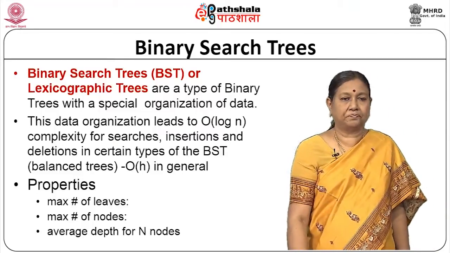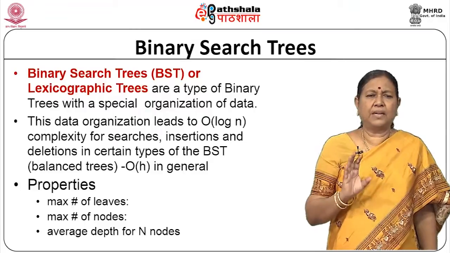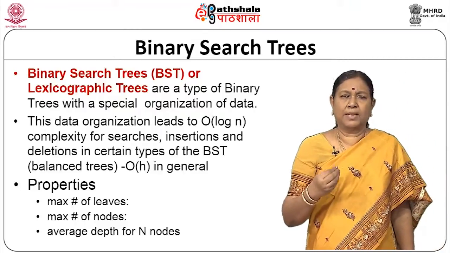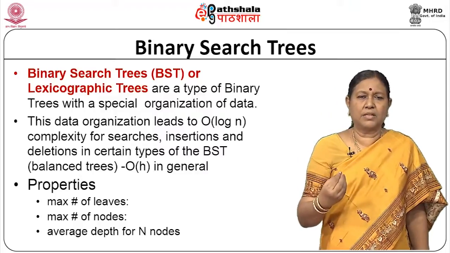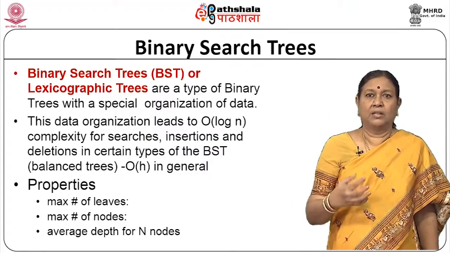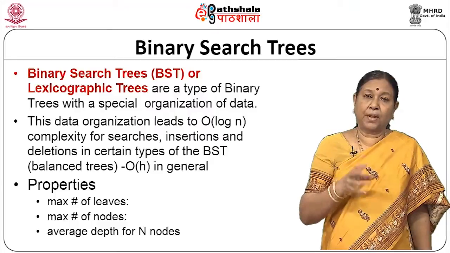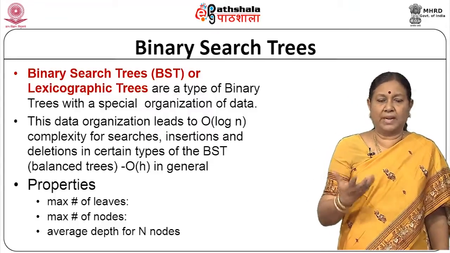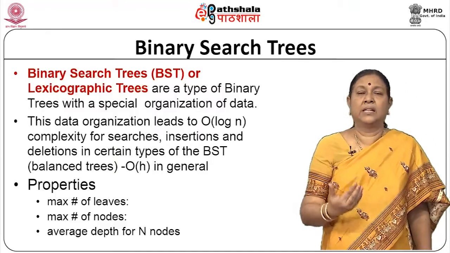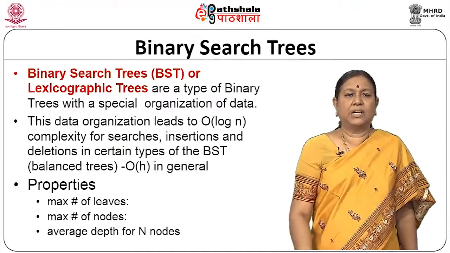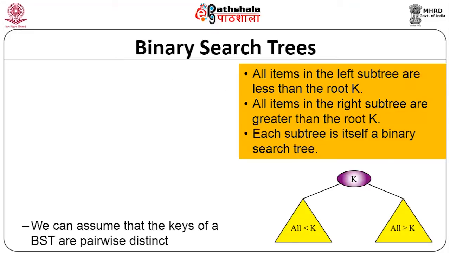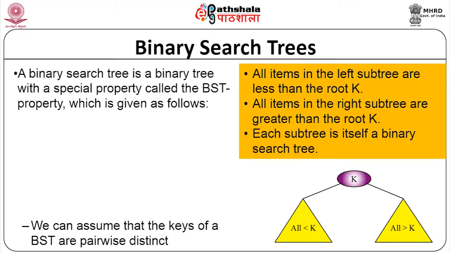in a dictionary and so on. So, what are the properties you associate with any binary search tree? It is the maximum number of leaves, maximum number of nodes, and the average depth of those nodes. That is also important. So, these are some of the properties that you associate with any tree, and so also for binary search trees: the number of leaves, the number of nodes, and the average depth of the nodes.